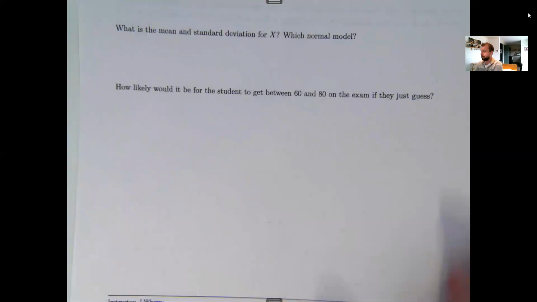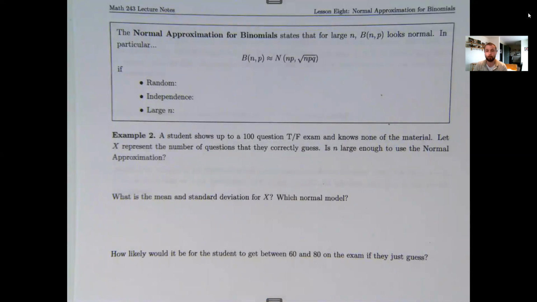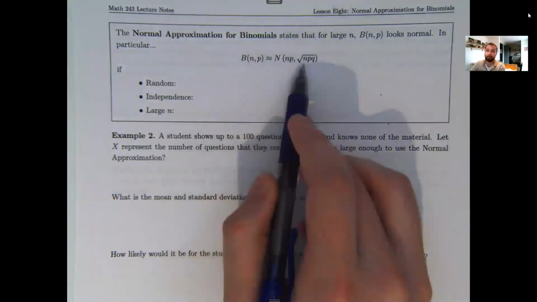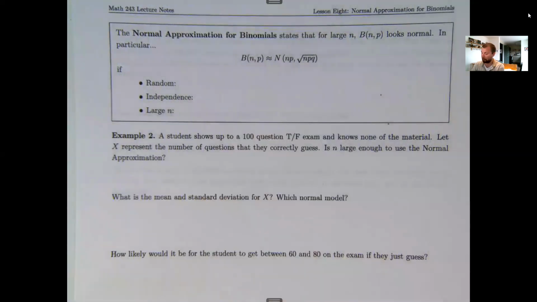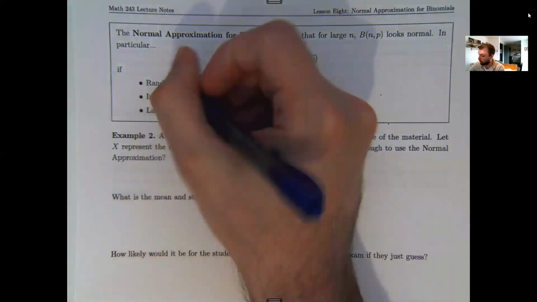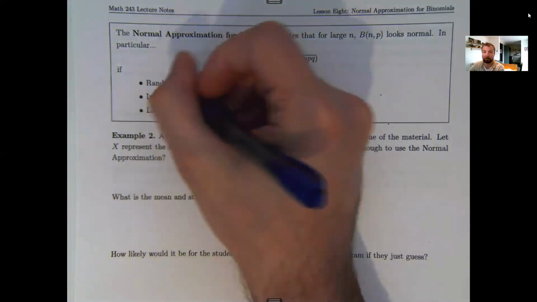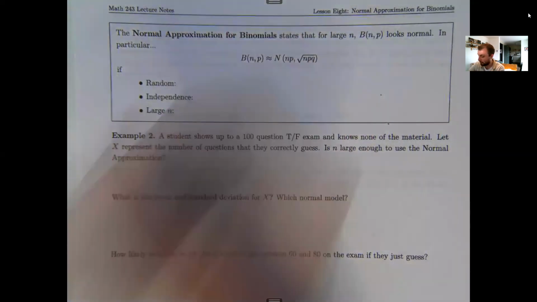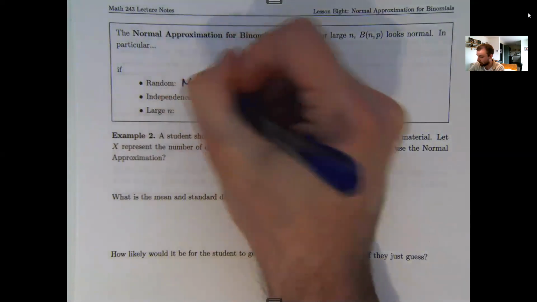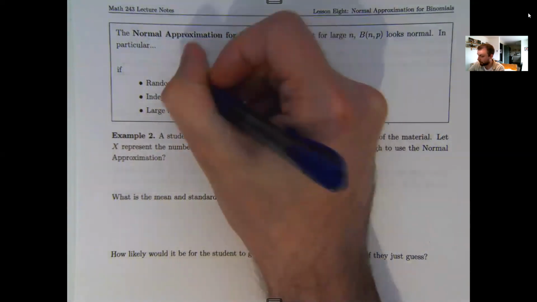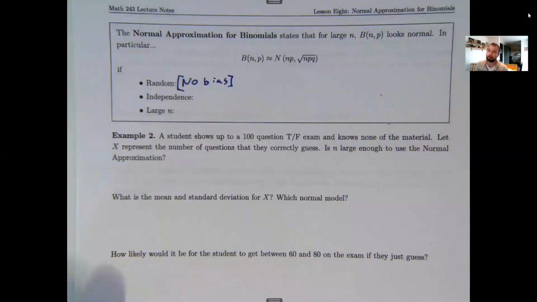So I have the same thing written down at the top of this next page. The normal approximation for binomials states that for large n, my binomials look like this very specific normal graph. There are three assumptions for doing this. One assumption is I need to make sure I have a random sample when I'm collecting the data. In particular, I need to make sure there's no bias. If there's a clearly biased source that you're getting your information from, you probably shouldn't be doing any sort of statistical analysis with that. This is just a reminder.